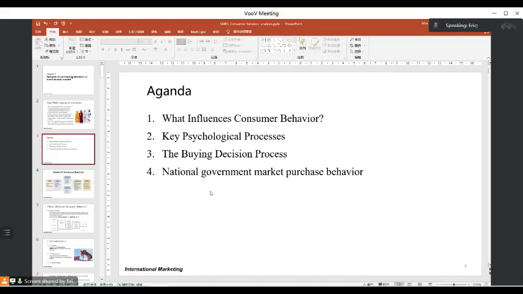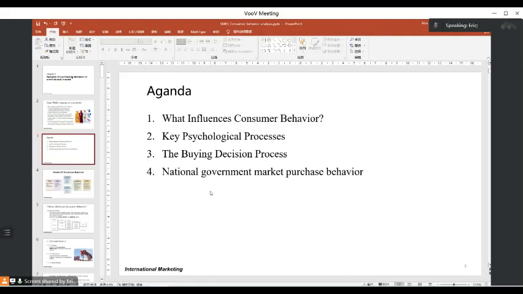The second is about, despite personal or cultural factors, a very important and difficult factor we should consider: the psychological factors. We will learn about consumer behavior. And the third is the buying decision. We should know the typical process of purchasing.